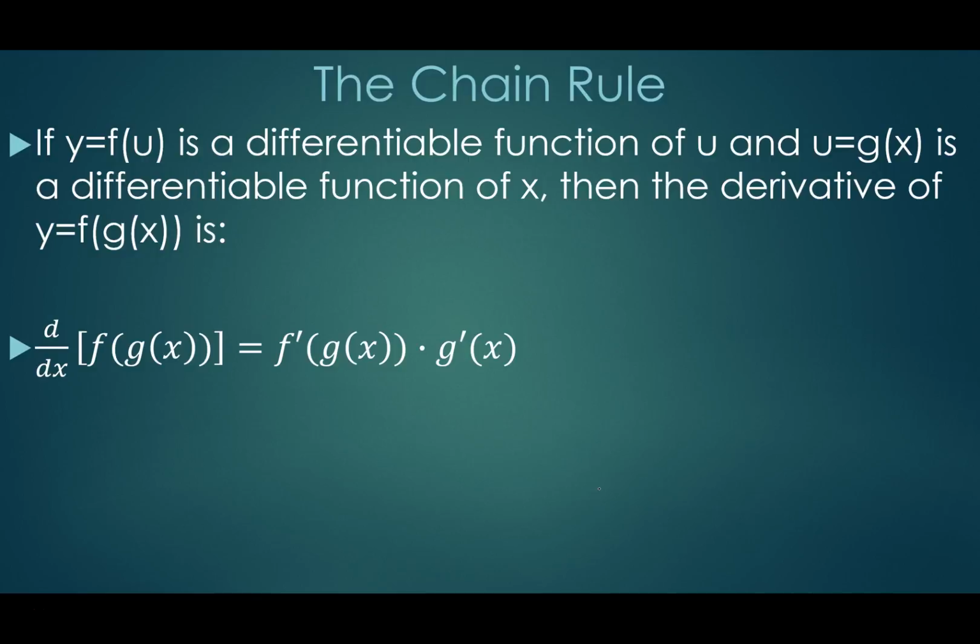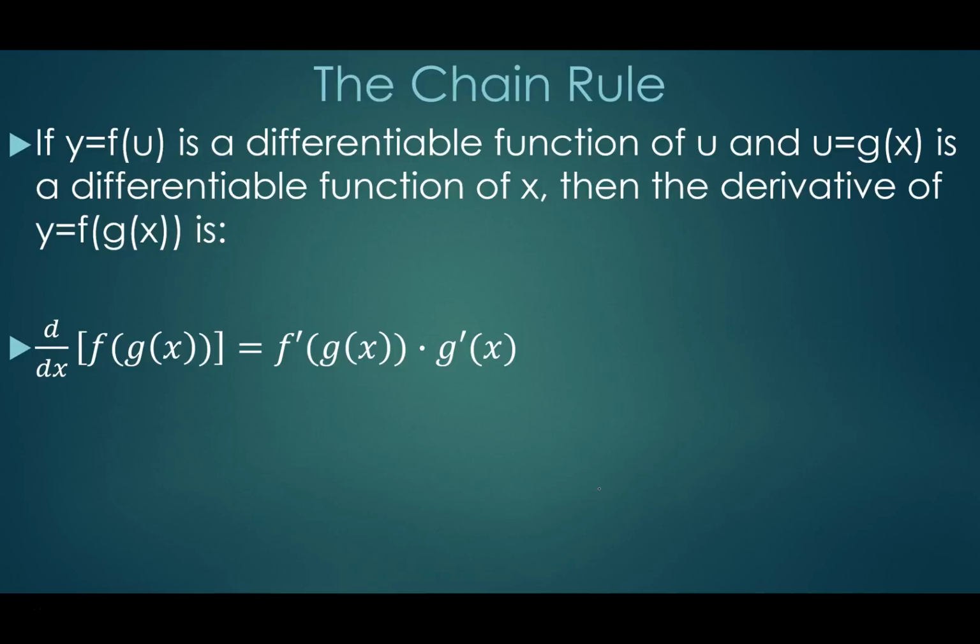So what's happening is we essentially have two different functions going on. We have the composition of functions. y equals f of u, where u is a differentiable function, and then u equals g of x, a separate differentiable function of x. So we're really dealing with y equals f of g of x. If we were doing the composition of functions from pre-calculus, that's what's happening here.